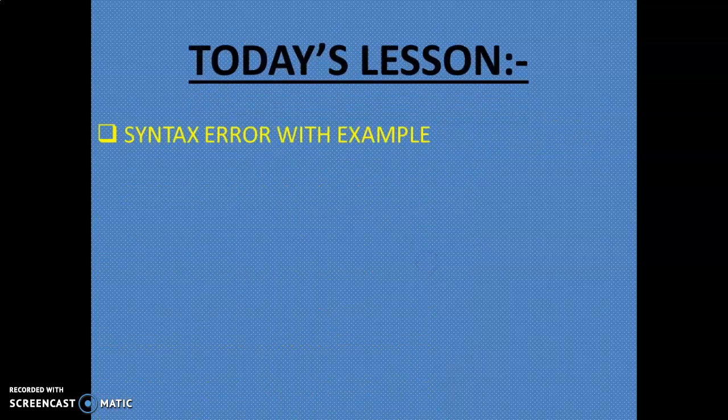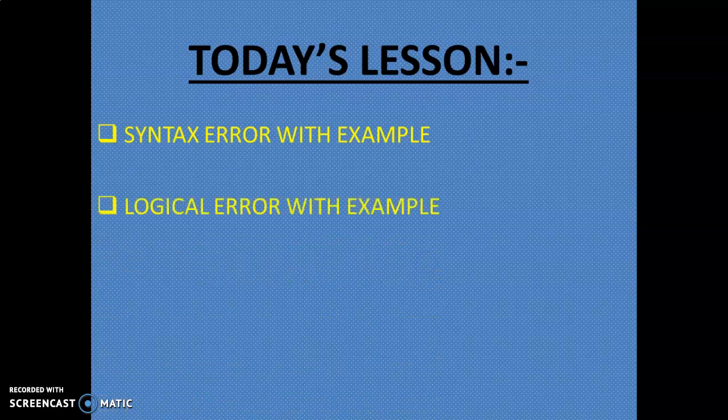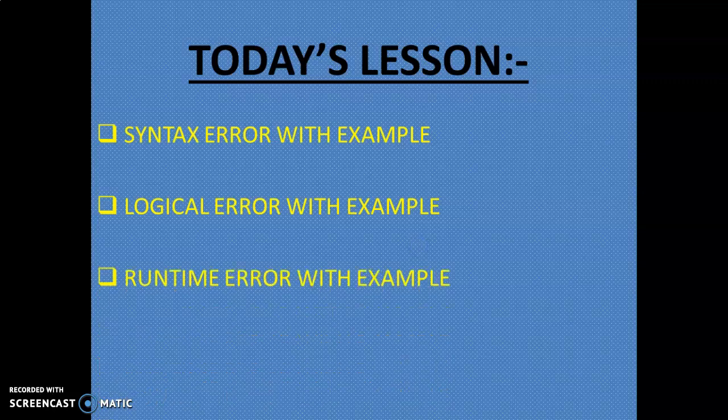So, in today's lesson, there are some errors. First one is syntax error, with example I will discuss. Then logical error with example, because without example it is very difficult to understand anything properly. So always I try to explain with example. Then runtime error with example. So these three types of errors you get when you are writing a program in Java. You are facing these errors and we have to overcome this.